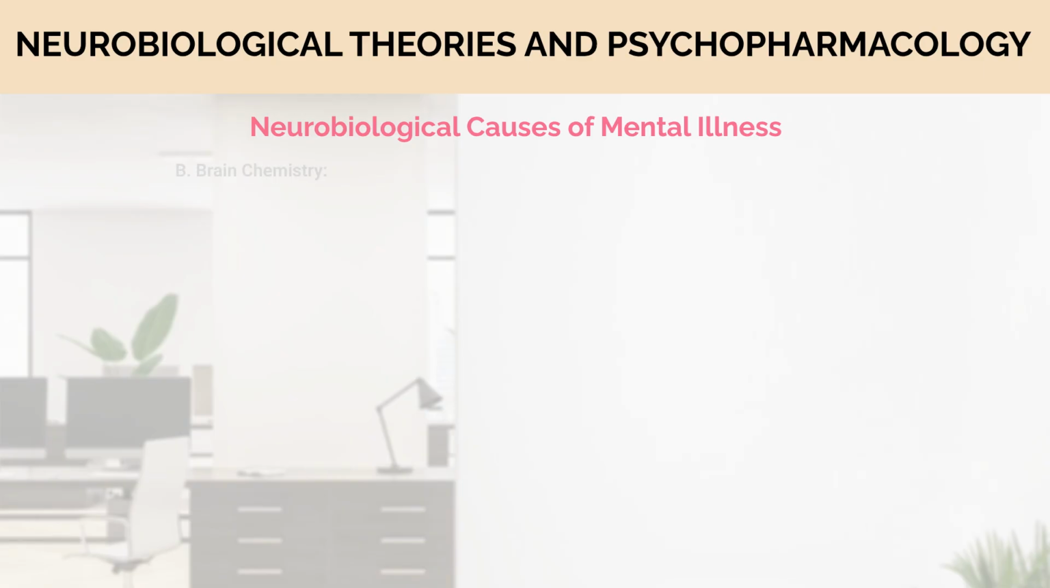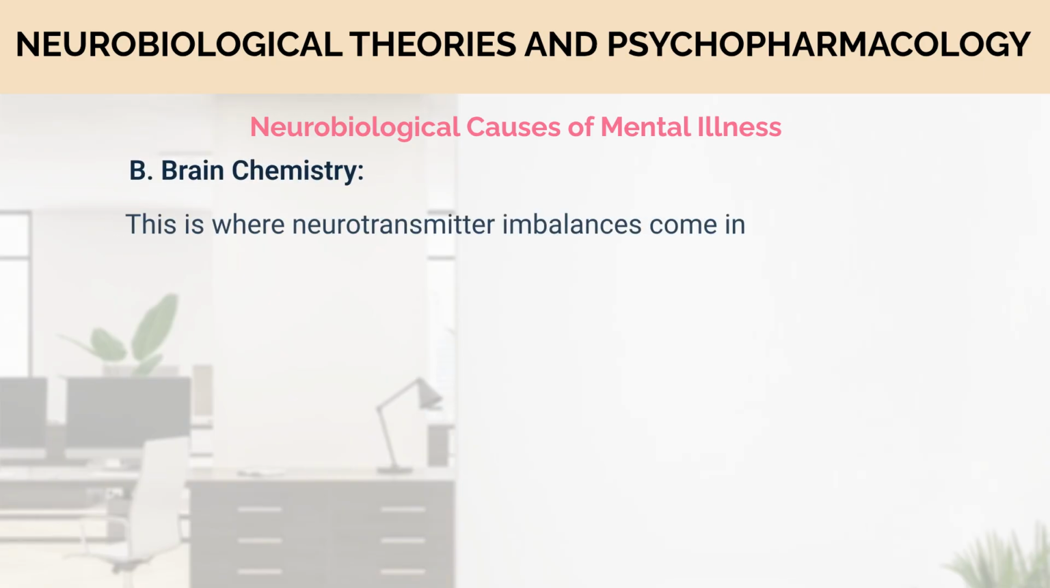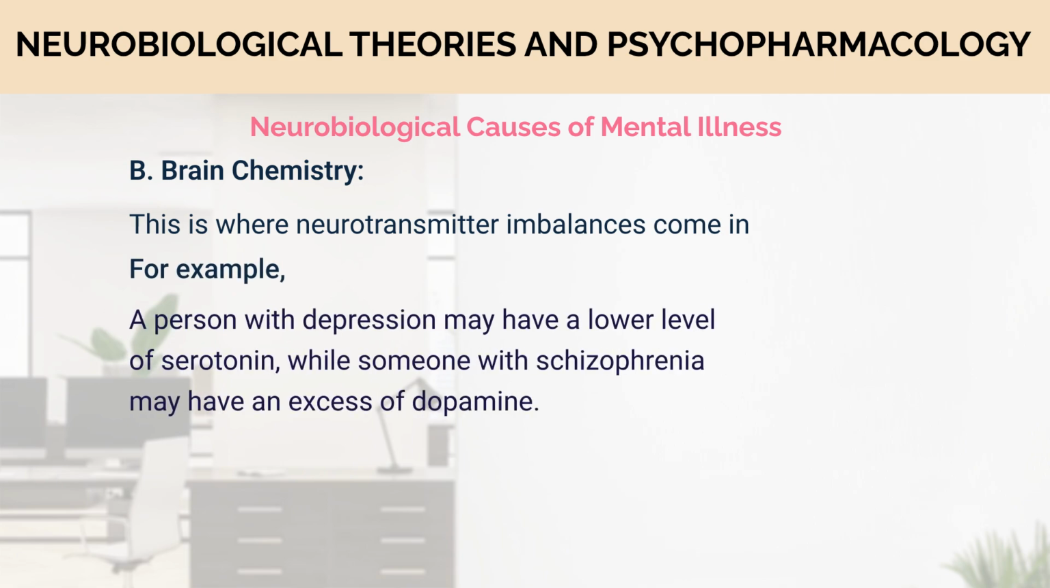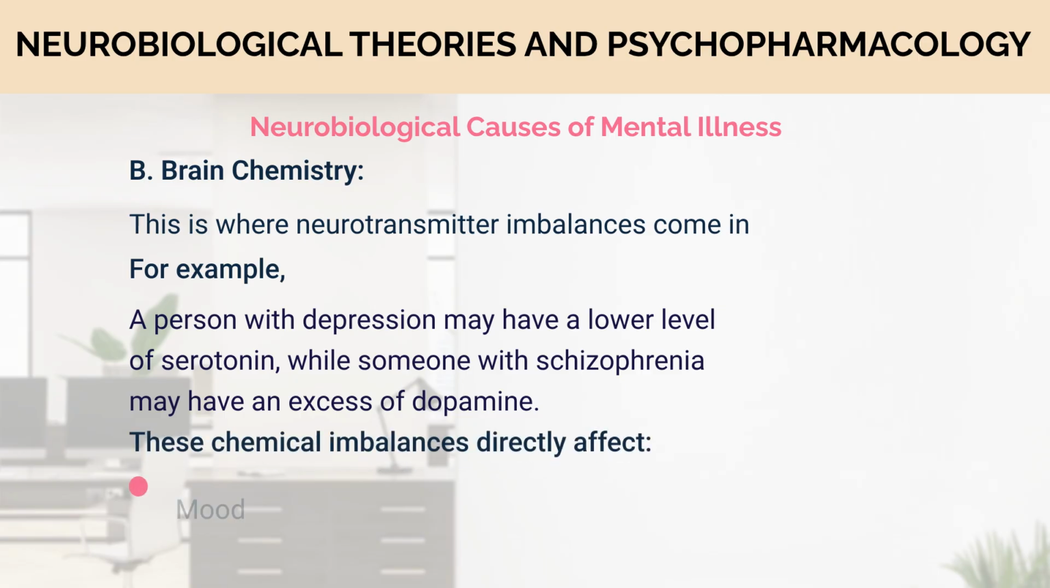Next factor is the brain chemistry. This is where neurotransmitter imbalances come in. For example, a person with depression may have a lower level of serotonin, while someone with schizophrenia may have an excess of dopamine. These chemical imbalances directly affect mood, thought processes, and behavior.